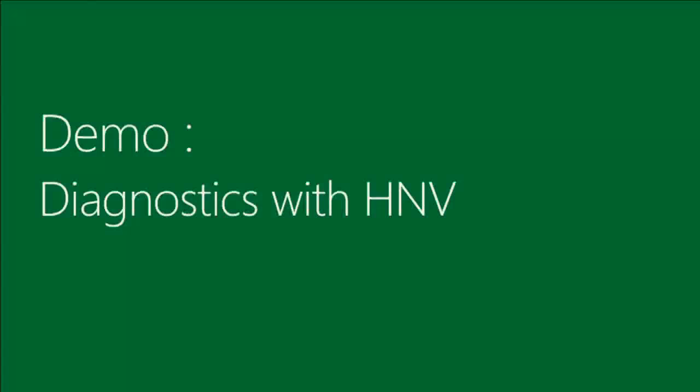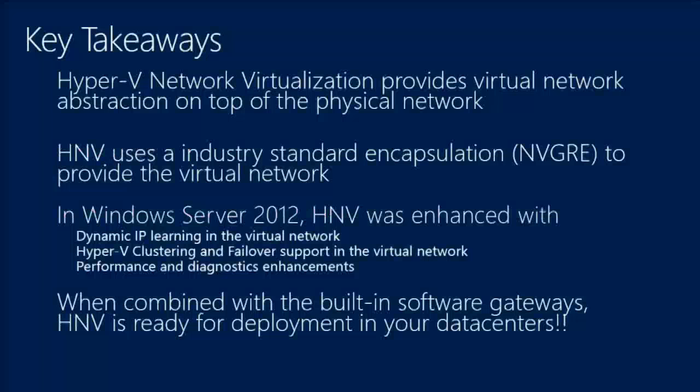So let's finish the presentation and the key takeaways. The key takeaway is that Hyper-V HMV essentially provides an abstraction layer on top of a physical network. With that, a tenant can create a virtual network and bring its own IP address, bring its own topology, and no longer has a hard dependency on the physical network.